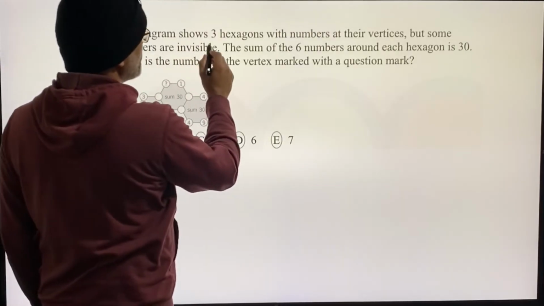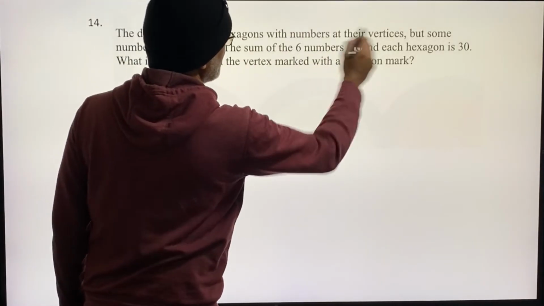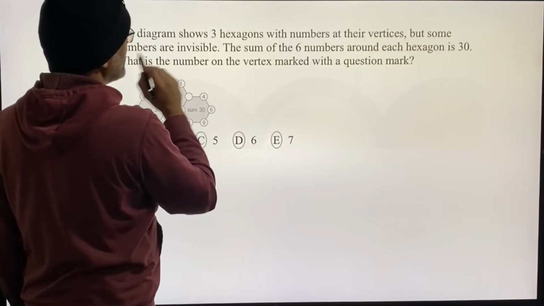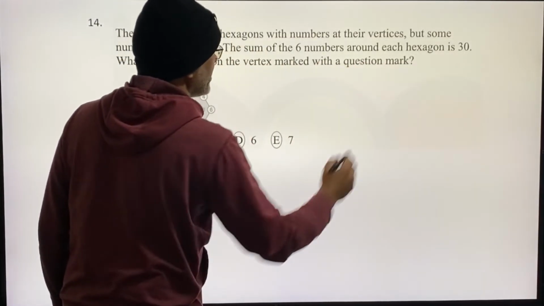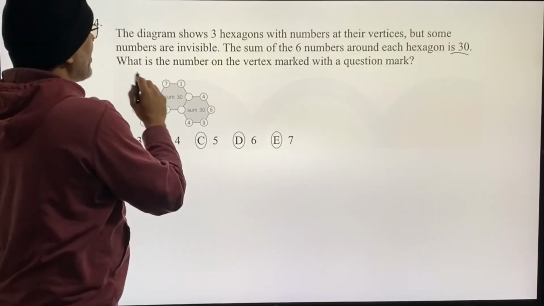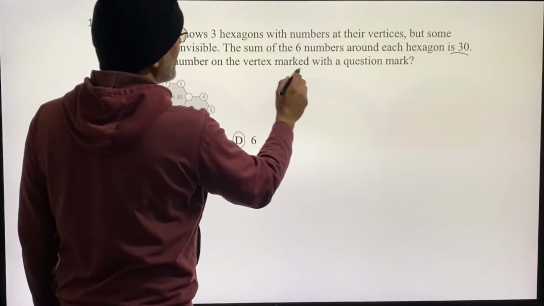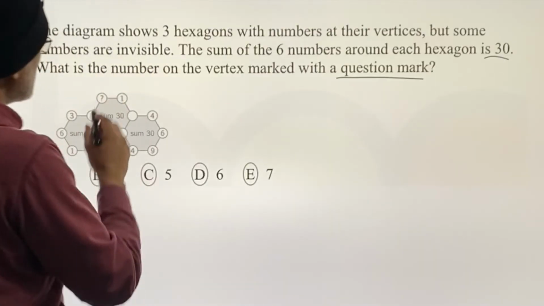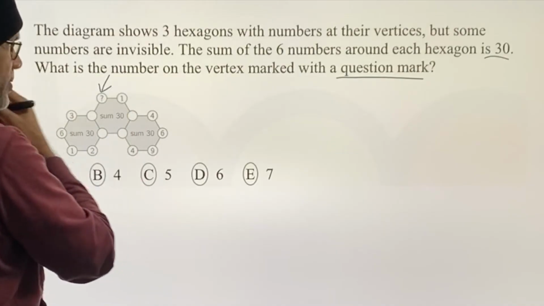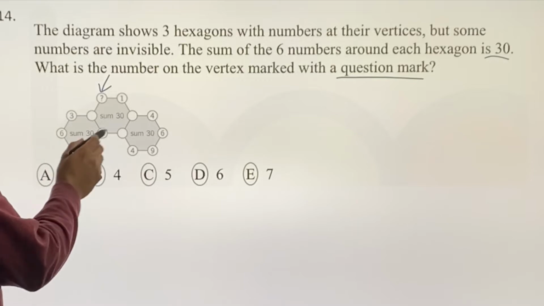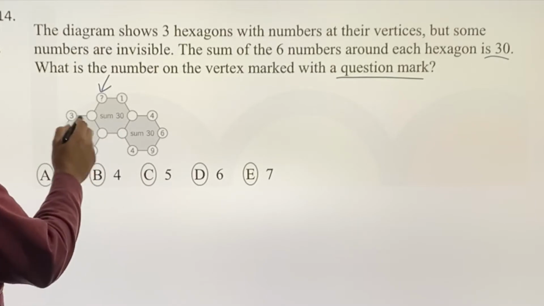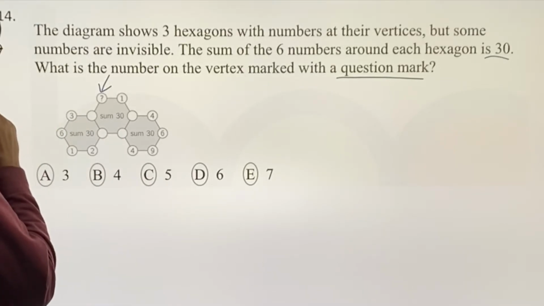The diagram shows 3 hexagons with numbers at their vertices, but some numbers are invisible. The sum of the 6 numbers around each hexagon is 30. What is the number on the vertex marked with a question mark? So what is the number here? Some numbers are missing, but we are given the sum to be 30.